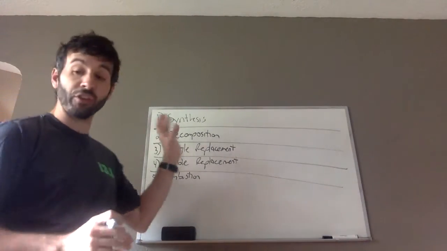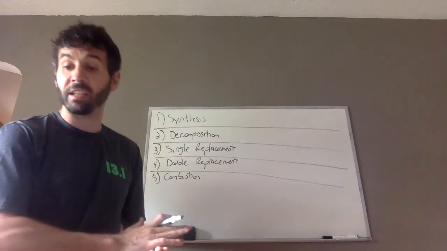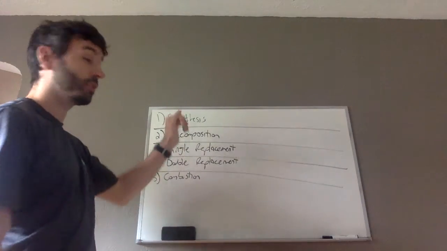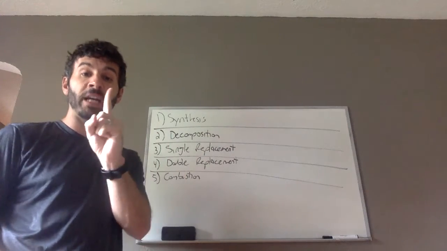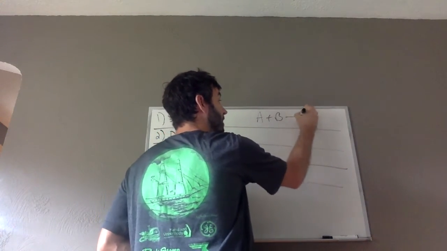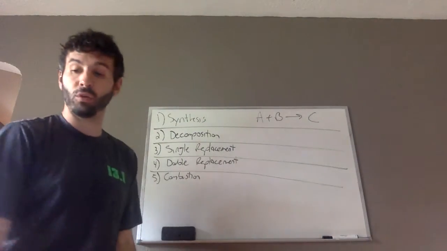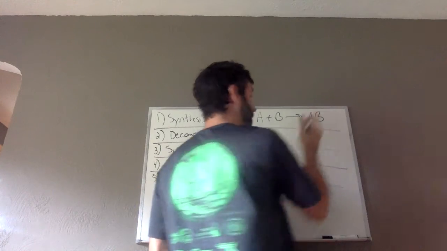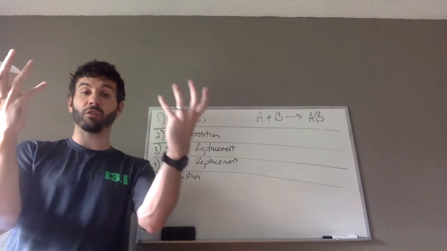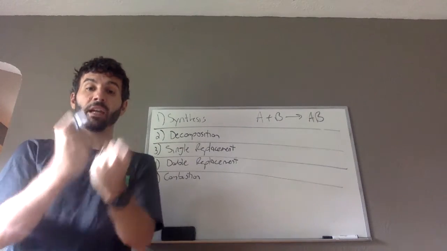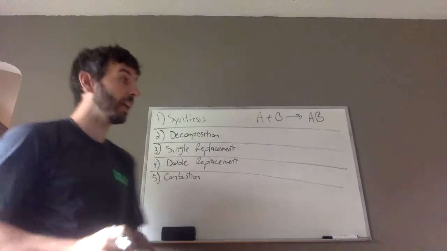Okay, so the first section says what are the general formats for each of the 5 types of chemical reactions. So synthesis is when 2 things combine to form 1. So the general format is A plus B turns into AB. So A and B are 2 separate things, generally elements, and they combine together to form a new compound, AB.